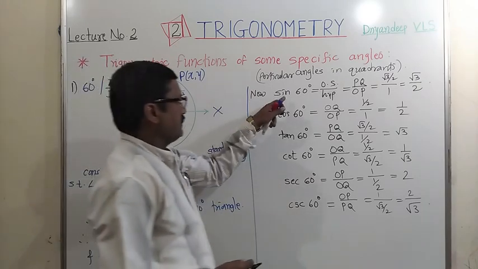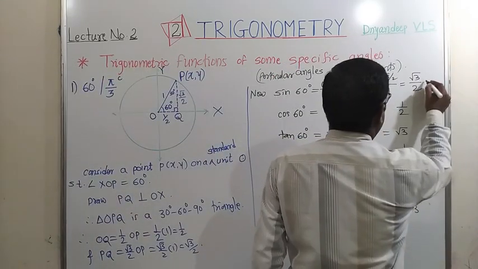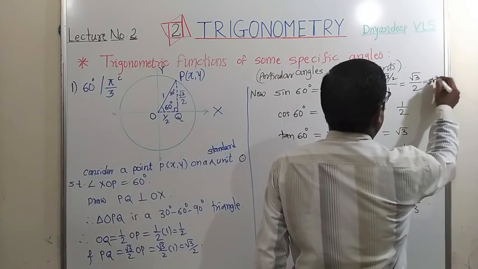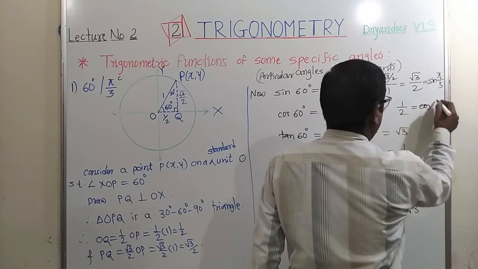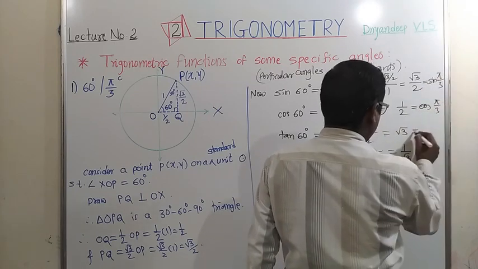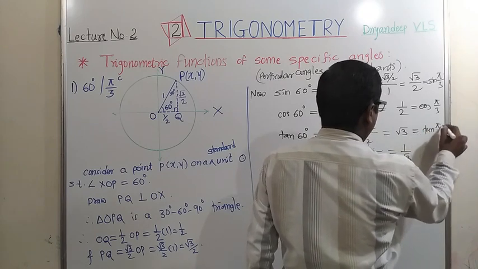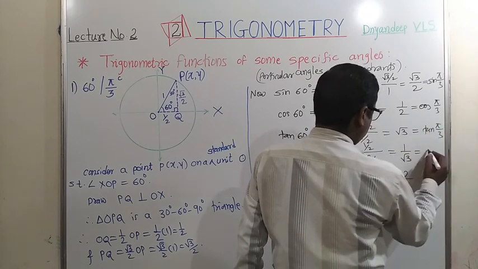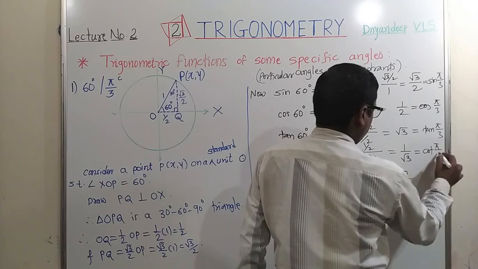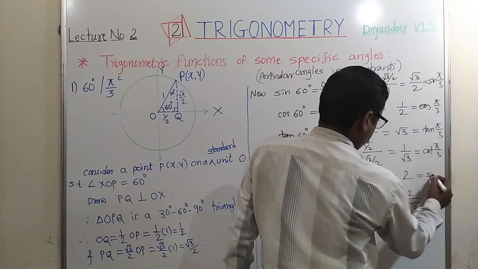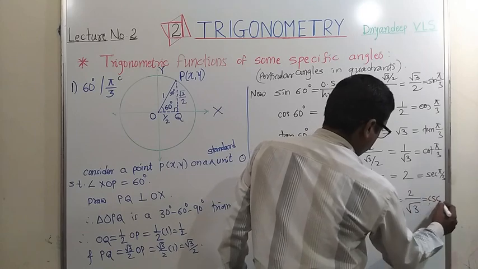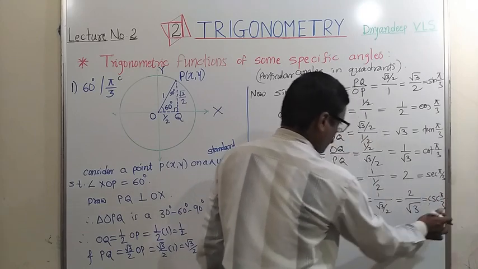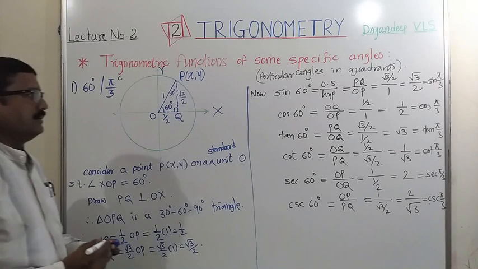So this sin 60 is nothing but sin pi by 3. This is cos pi by 3. This is tan pi by 3. This is cot pi by 3. This is sec pi by 3. And the last one is cosec pi by 3. So cosec pi by 3 is equal to 2 upon root 3.